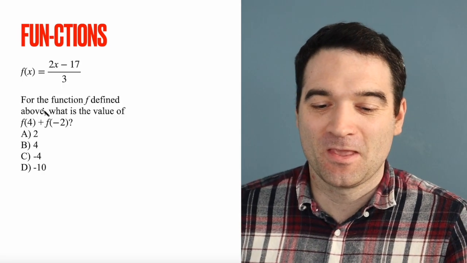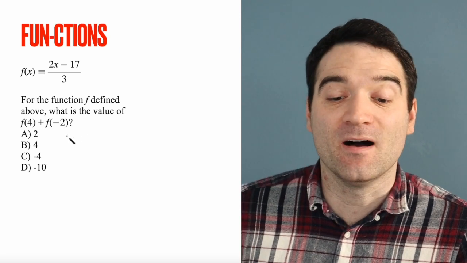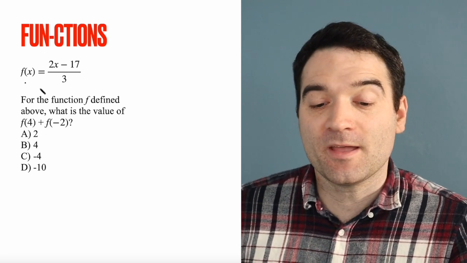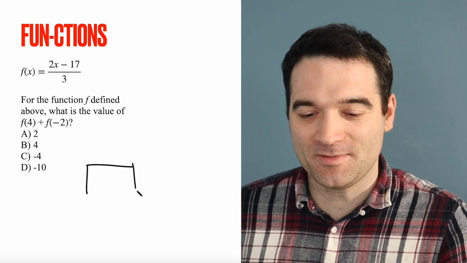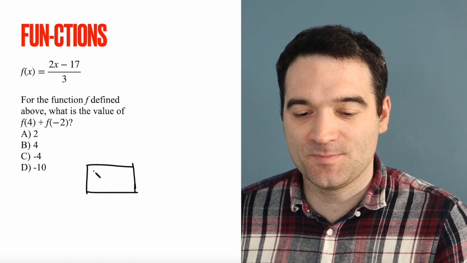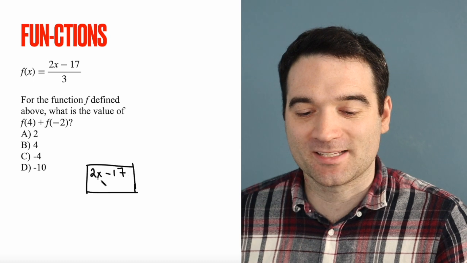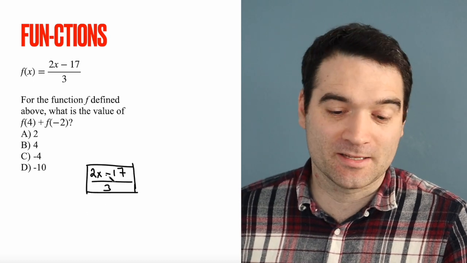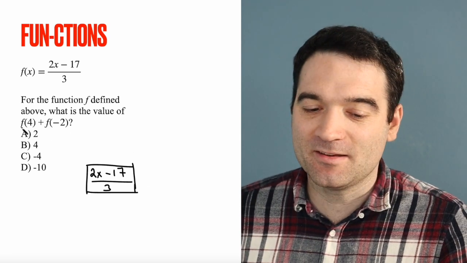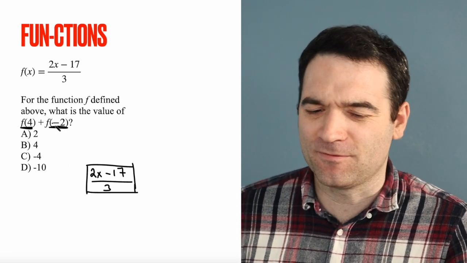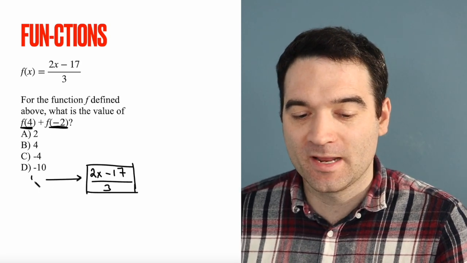All right, let's take a look. For the function f defined above, what is the value of f of 4 plus f of negative 2? So we have this function here, this machine, and just to be consistent, let me draw this again, right? This machine says, whatever I have for x, I'm going to multiply it by 2, subtract 17, and divide it by 3. It's a little more complicated of a machine here. Inputs, outputs. And complicating things is that I'm adding f of 4 to f of negative 2, but let's treat these separately. What happens when I put 4 into this machine?